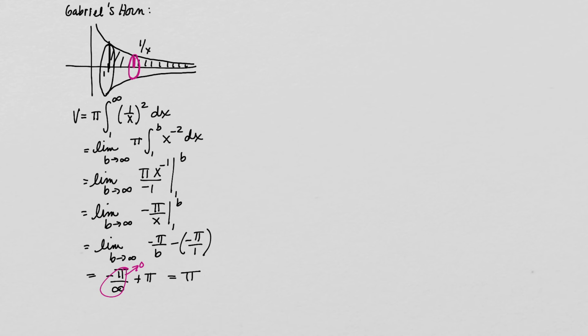The second thing we're going to find about Gabriel's horn is the surface area, right? So the surface area is going to be 2 pi times the integral, again from 1 to infinity. The radius here is the same as the radius we just did, so it's 1 over x times the square root of 1 plus, remember we're trying to take the derivative of 1 over x, right? The derivative of 1 over x: I have x to the negative 1, so it's going to be minus x to the minus 2, squared, dx.